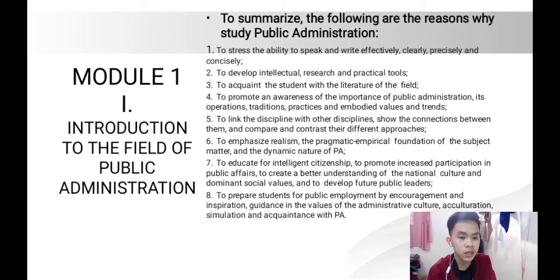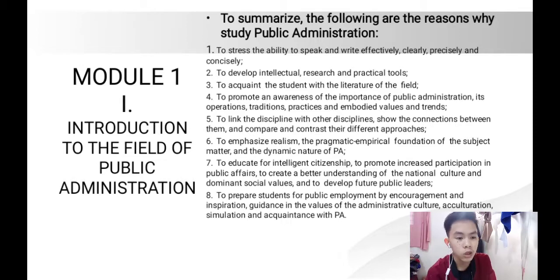to link the discipline with other disciplines, show the connections between them, and compare and contrast their different approaches, to emphasize realism, the pragmatic empirical foundation of this subject matter, and the dynamic nature of public administration, to educate the intelligent citizenship, to promote increased participation in public affairs, to create a better understanding of the national culture and dominant social values, and to develop future public leaders.